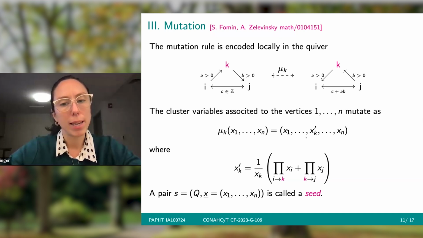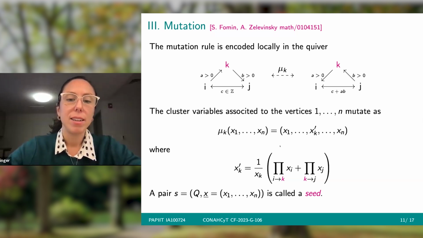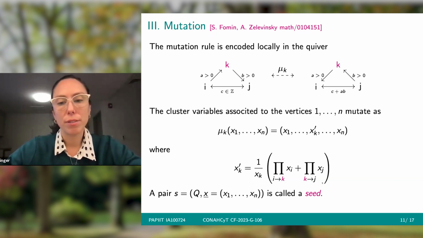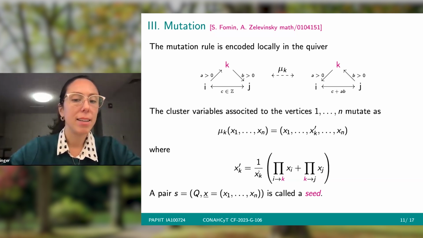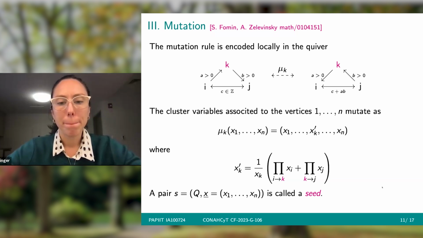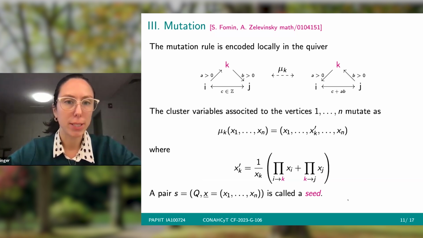So the new variable xk that appears in my tuple after mutation, I get it from the following binomial. I take the product of all the variables xi that correspond to arrows that go from i to k. And I take a monomial of all the variables xj that correspond to arrows going from k to j, and I divide the whole expression by xk. Okay. And the whole configuration of the quiver with the tuple of variables is what is called a seed.